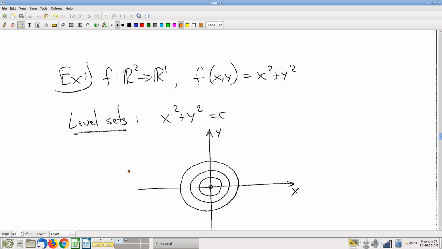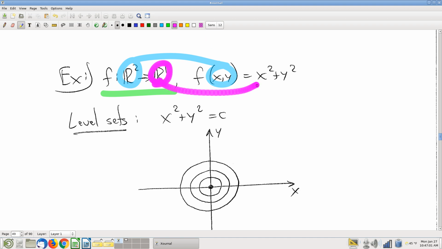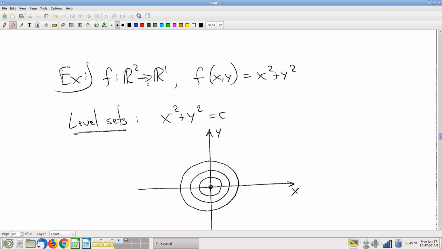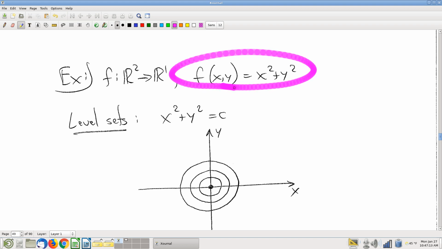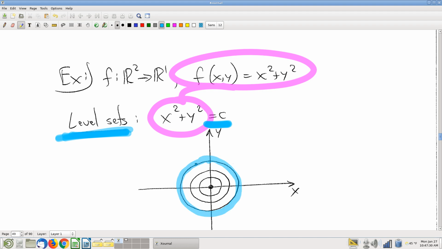Here's a function. Notice, a function from R2 to R1, because we have two input variables and one output variable, with a formula for it there. So this function, let's talk about its level sets. Reminder, how do we make level sets? Well, we take the values of the function and we set them equal to constants. That's what a level set is: set the function equal to a constant or several constants. Each constant you choose, of course, gives you a different curve. So different values of c give you different curves. Okay, so those are level sets.